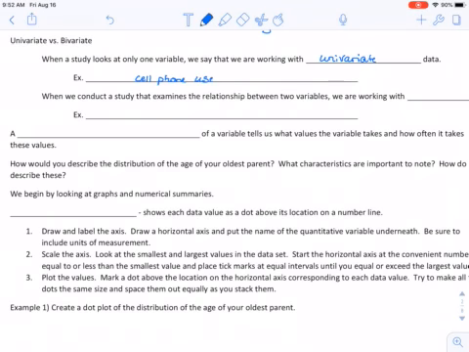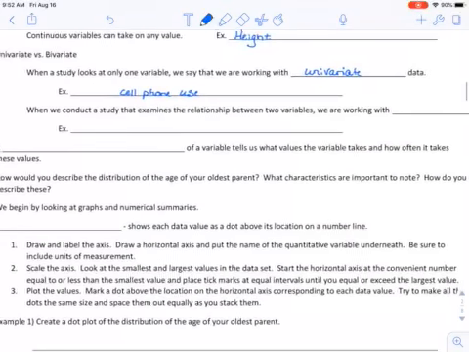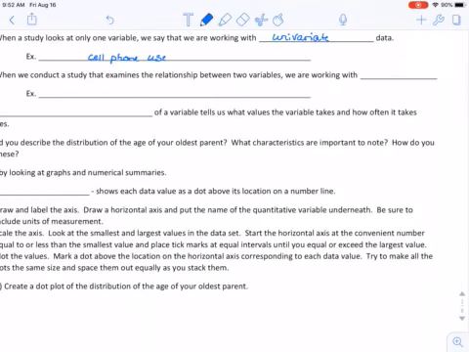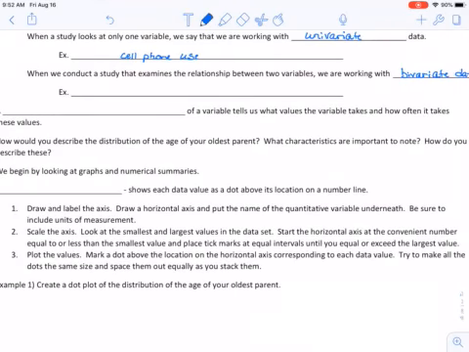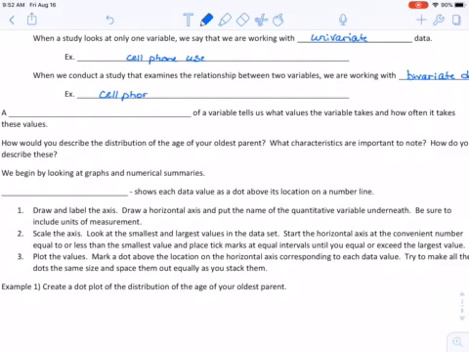However, when we conduct a study that examines the relationship between two variables, we are working with bivariate data. Bi meaning two. So I could still consider the variable of cell phone use, but maybe I'm also comparing it to age, cell phone use and age. There might be some relationship between cell phone use and age, so I can look at it that way.